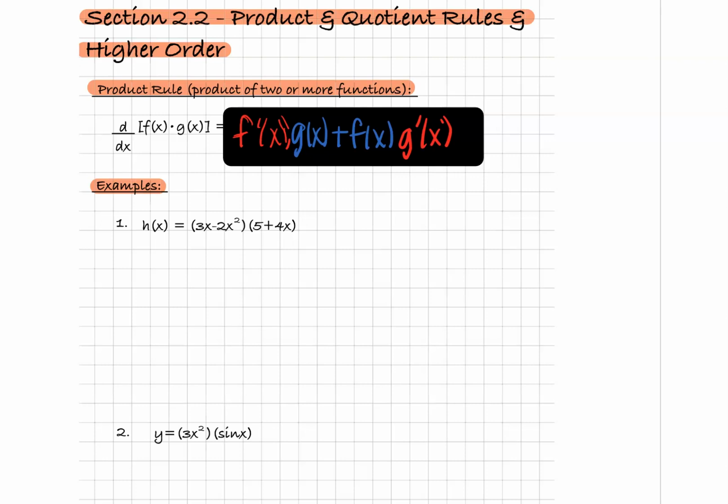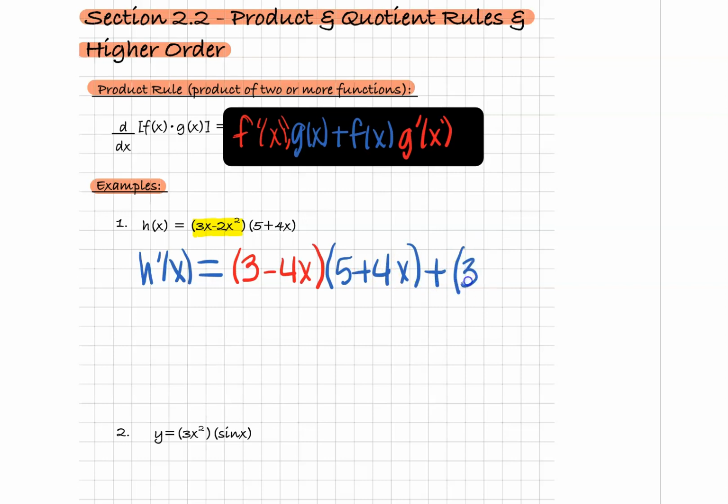So let's jump into some problems here, and I think with the examples you can start to see what's going on with it. And so in this first one, h prime of x is going to be equal to, so I'm going to take the derivative first of this function here, 3x minus 2x squared. And so that derivative would be 3 minus 4x. Then carry along the rest of the problem, 5 plus 4x. Plus, now write your first part, 3x minus 2x squared.